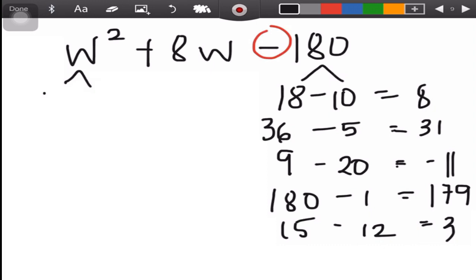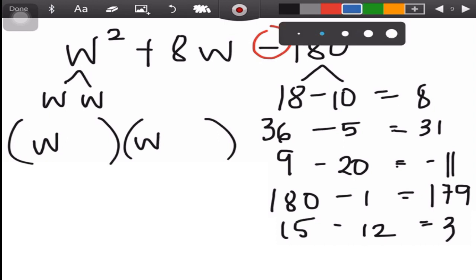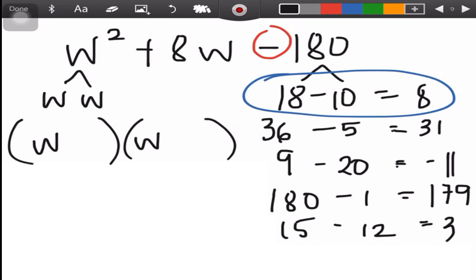So we will factor the first term, W. And then, we will have the two binomials. Write the factors of the first term. And then, the factor that we will be using for 180 is 18 and 10. So we have 18 and 10. And then, since our third term is negative, the higher factor will follow the sign of the middle term. So 18 is higher, so 18 will follow positive, and then 10 will follow negative.